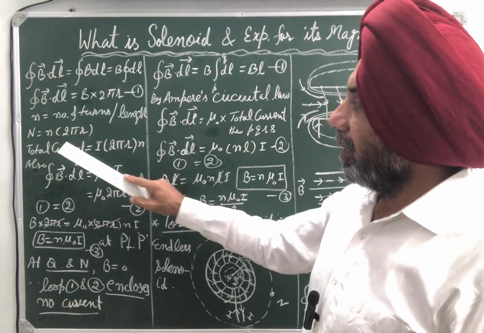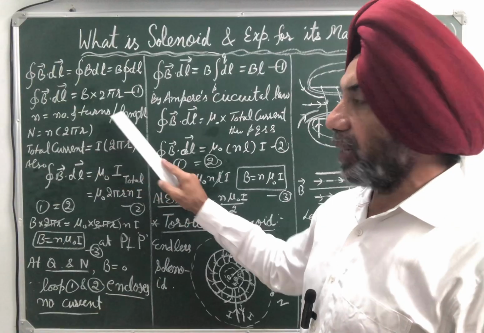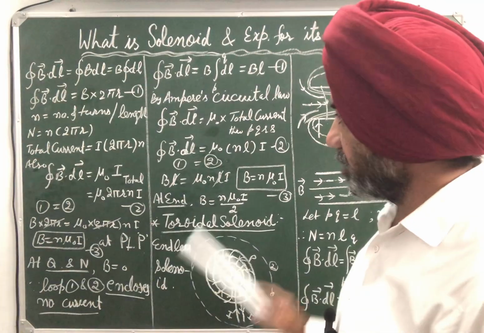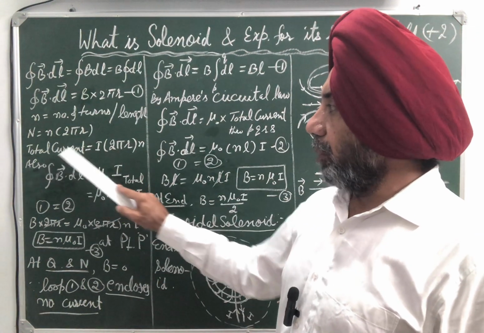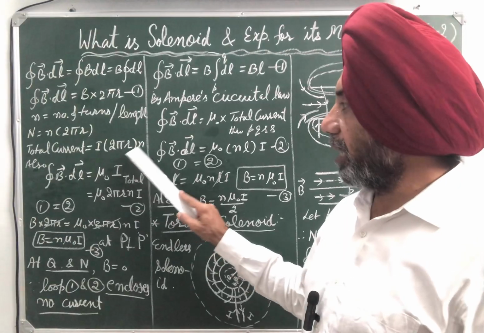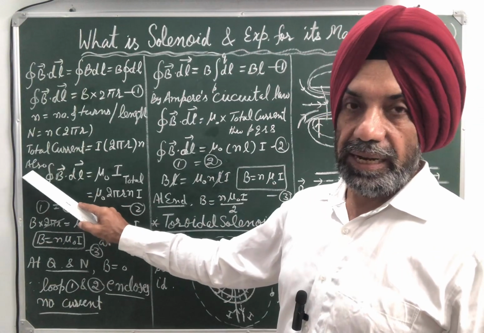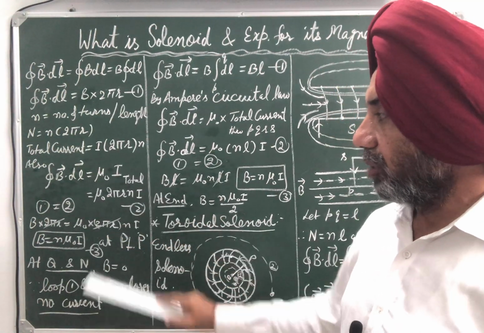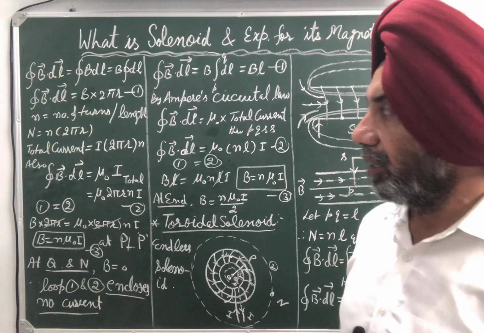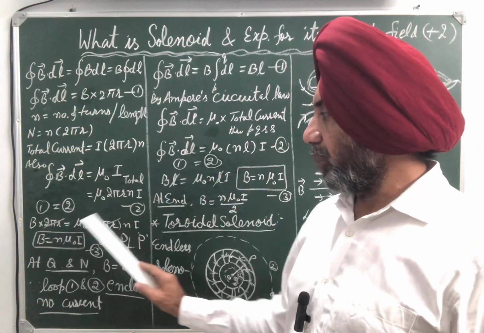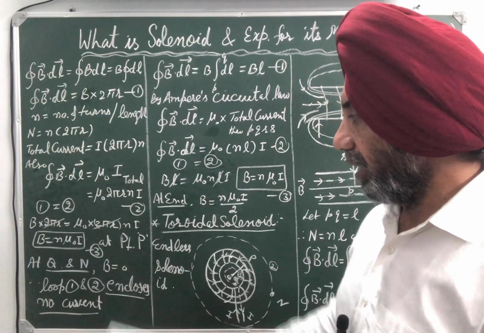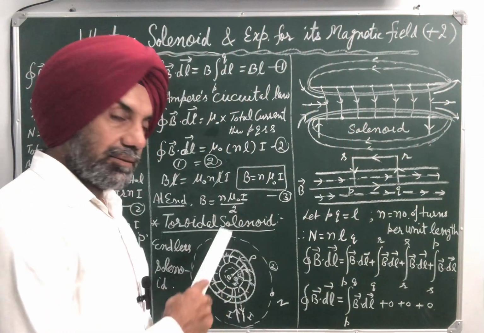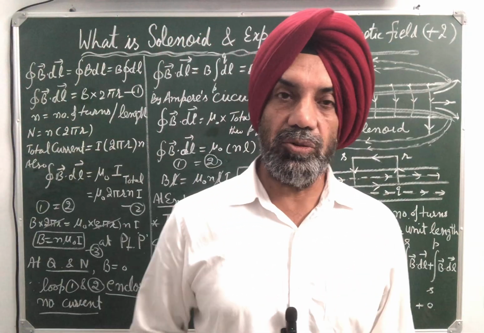Suppose small n is the number of turns per unit length, total number of turns will be n into 2 pi r instead of n into L in case of a straight solenoid. So total current will be I into total number of turns, 2 pi r into n. So total magnetic field line integral B dot dl by Ampere's circuital law is given by mu naught into total current. So it will be mu naught 2 pi r n into I. So comparing 1 and 2, 2 pi r cancels. So B is equal to n mu naught I again. So on the axis of toroidal solenoid, magnetic field is also B is equal to n mu naught I.